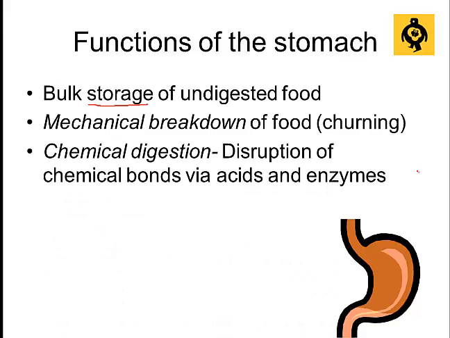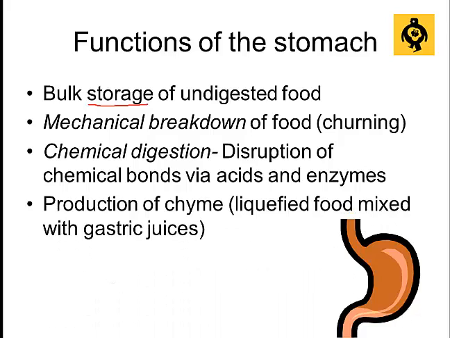You do get some chemical digestion happening, and that happens from the various acids that are in your stomach. So you have hydrochloric acid in your stomach, and there are some enzymes that can do jobs in there, but not a whole lot of chemical digestion is happening in the stomach. It's mostly just for storage and producing something called chyme. Chyme is your liquefied food that gets mixed up with the gastric juices.